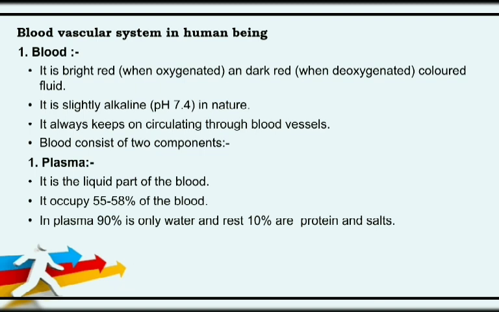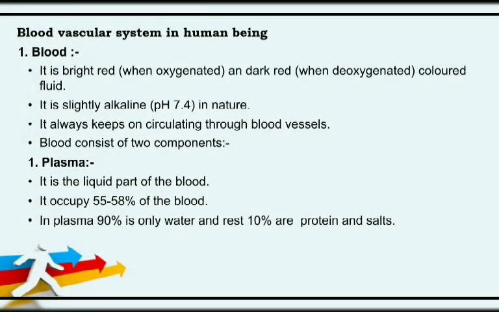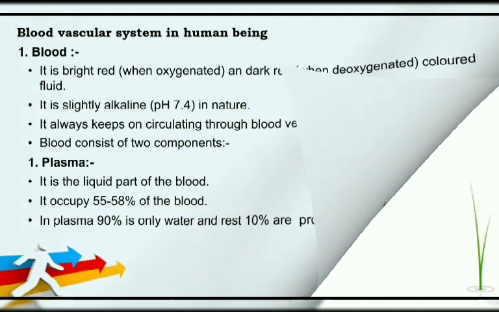This is the most important component we can say. Because these days you hear that in COVID-19 we get treatment with the help of plasma. So plasma also helps in the formation of antibodies against the virus. Okay, so plasma is the most important component of the blood.